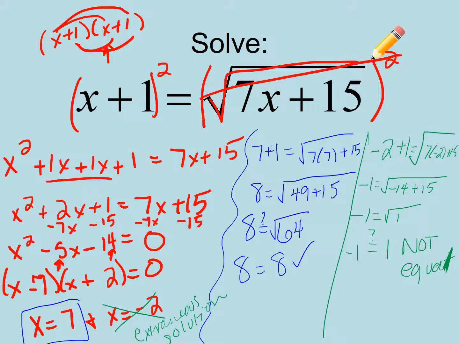So if you just want to circle the one that works and then cross off the one that's extraneous, I'm perfectly fine with that. So those are the only 3 examples we're going to cover in today's video, and we'll tackle more problems in the next video on rational equations.